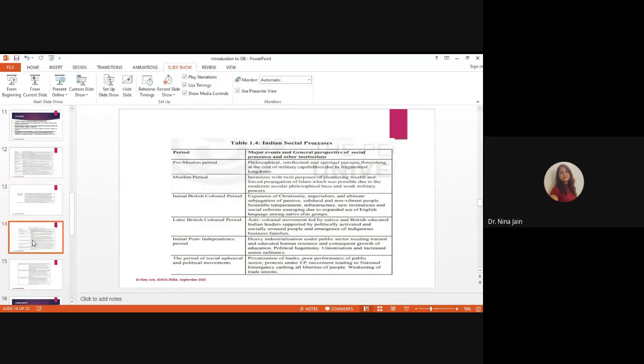So generally, this discusses the major events and general perspective of social processes. In the pre-Muslim period, the philosophical, intellectual, and spiritual pursuits flourished more, at the cost of military capabilities, due to fragmented kingdoms. I don't have to explain this because this is self-explanatory.